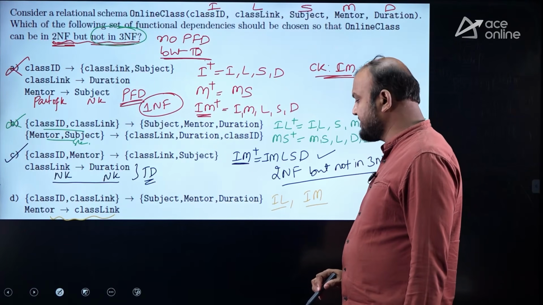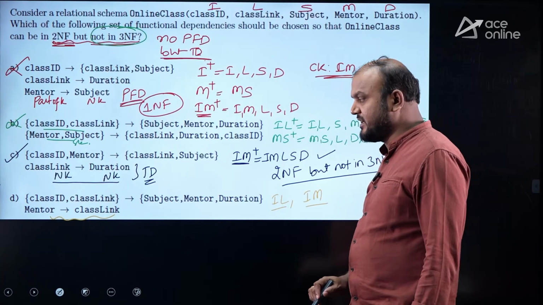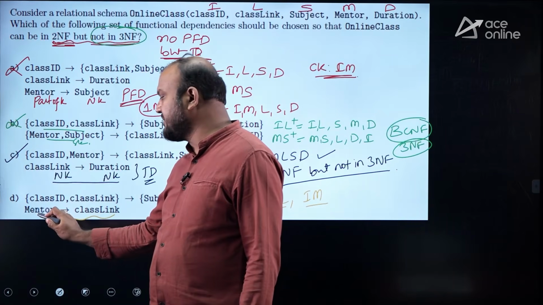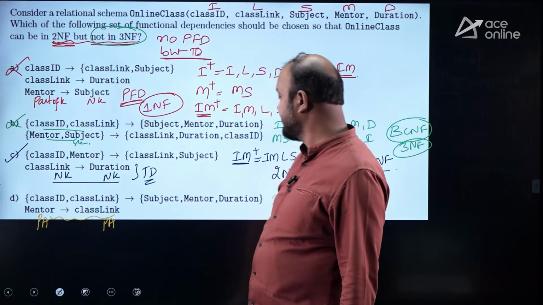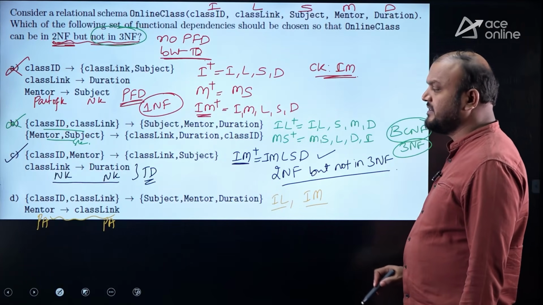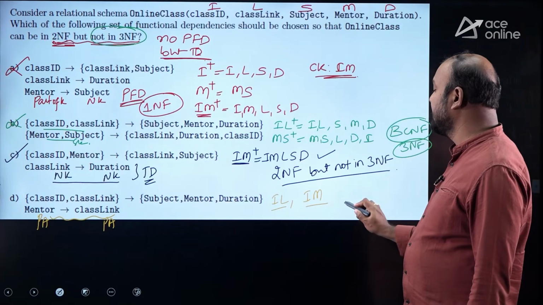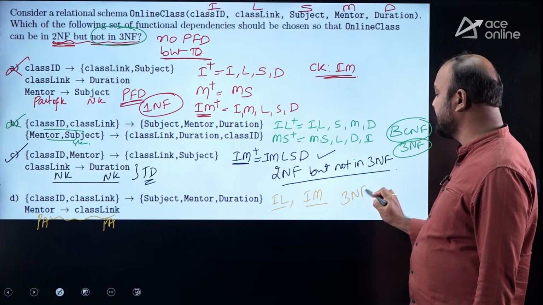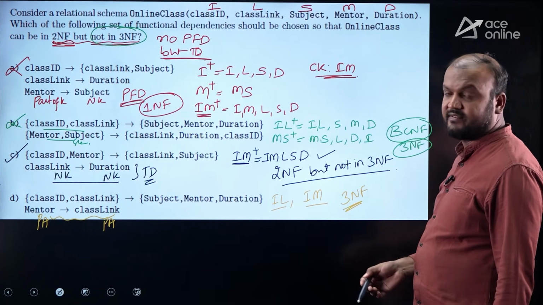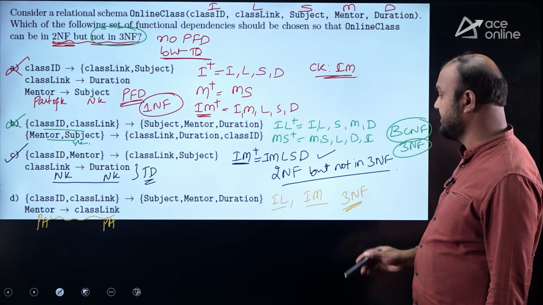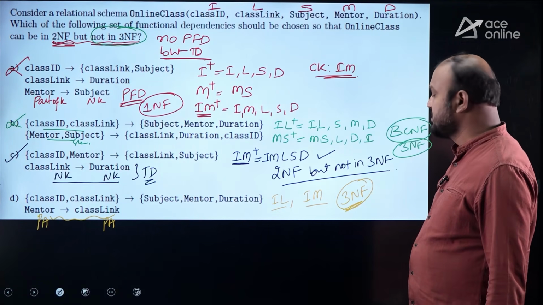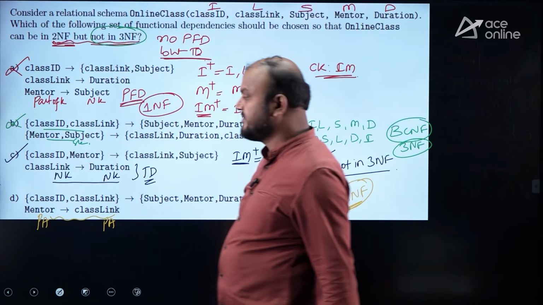Here we have two keys. When we have two keys, we don't have part of key to non-key, but instead we have prime attribute to prime attribute. We call it prime transitivity. Because only prime transitivity is there, it is in 3NF. If it is in 3NF, it is also in 2NF. But the option says in 2NF but not in 3NF, and it is already in 3NF. So option D is also wrong.